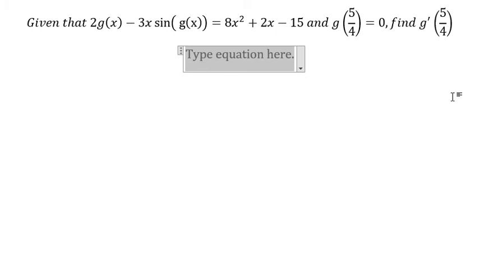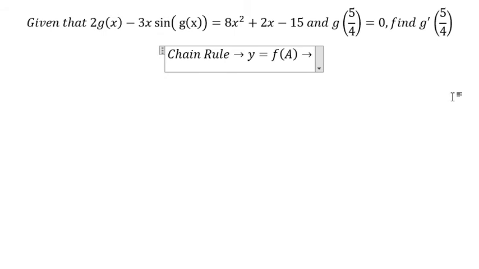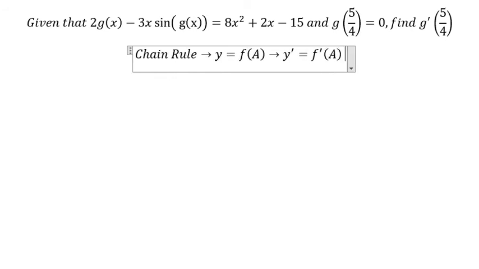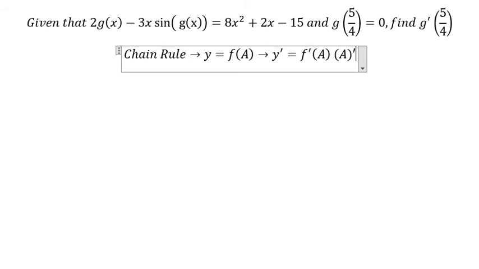The first one is the chain rule. We have y equal to f of capital A. If we take the derivative of this, we first do the derivative of f of capital A, and later, because inside the function f we have capital A, we continue with the derivative of A.